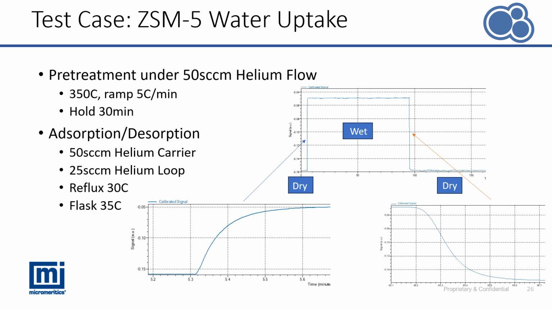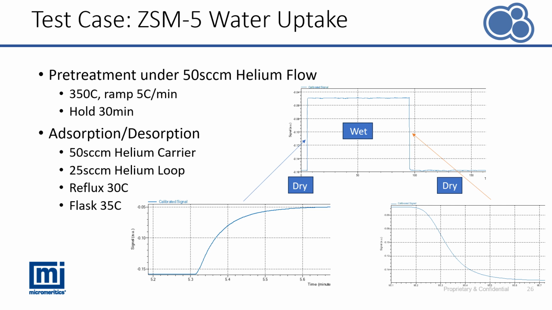Here is an example of a blank analysis with quartz wool. The conditions for pre-treatment of this are under helium flow. The temperatures used for the blank could be reduced, but this was adapted from the zeolite samples following the blank analysis. The vapor concentrations are created by a blend of 50 SCCM helium in the carrier and 25 SCCM in the loop, with a reflux temperature of 30 C and a flash temperature of 35 C.